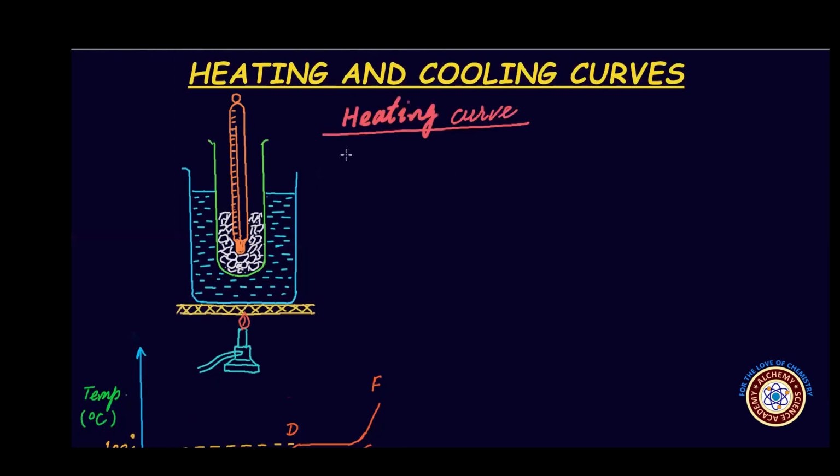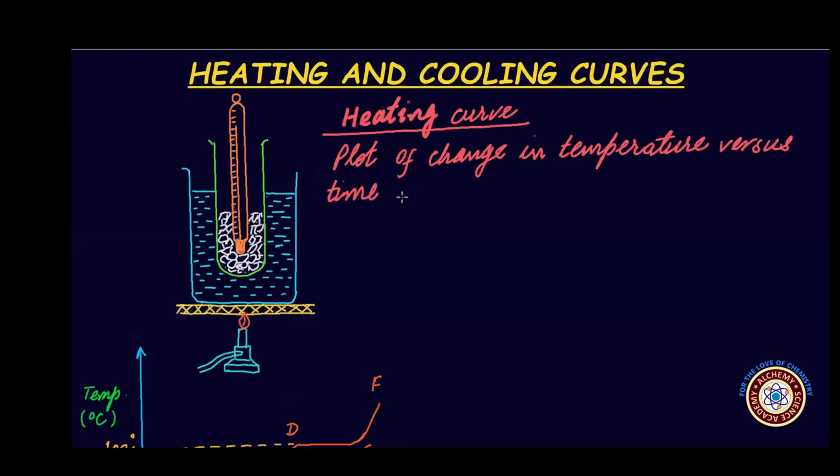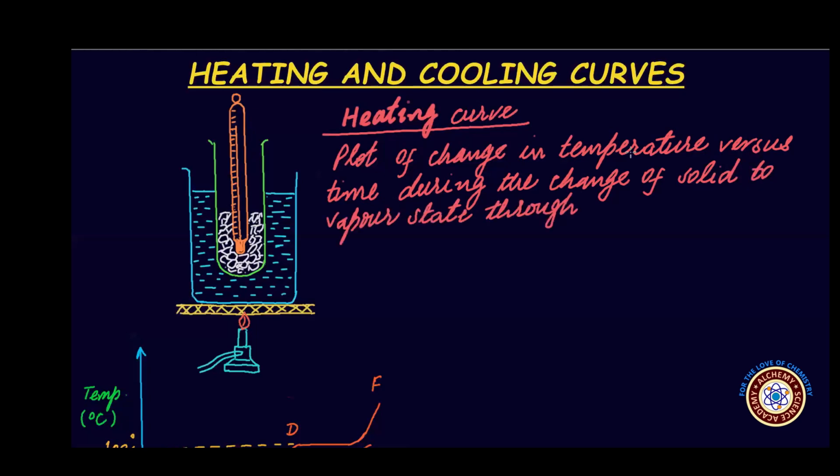A heating curve is actually a plot or graph of change in temperature versus time during the change of solid state to vapor state through liquid state when a solid is heated. Now let us look at this figure.